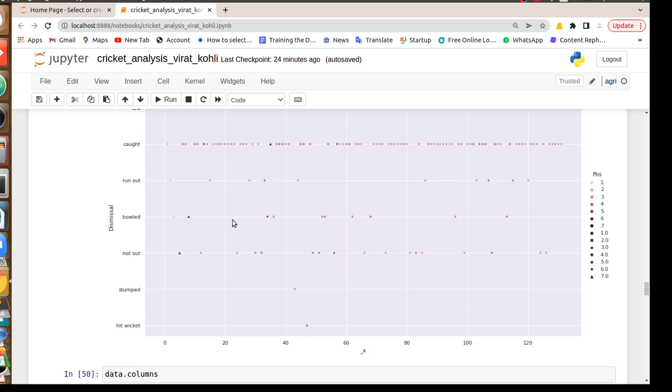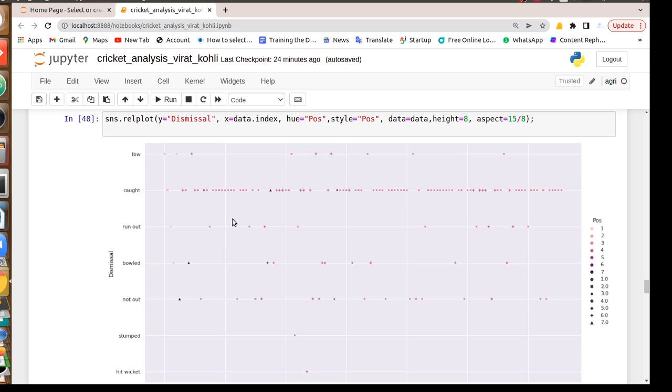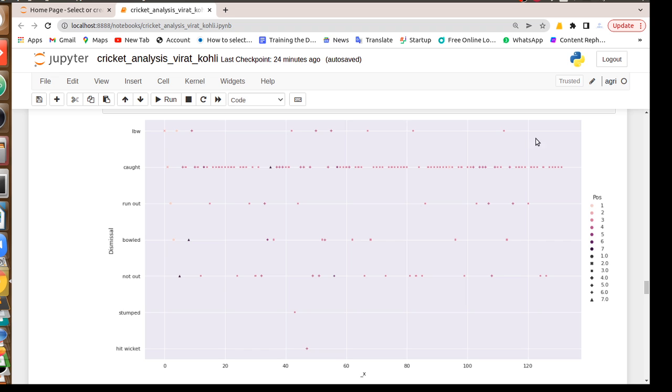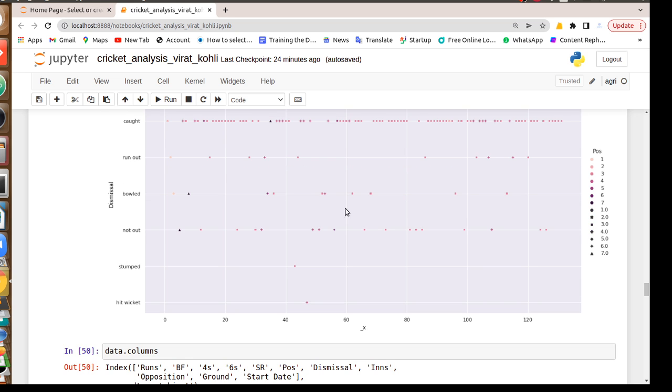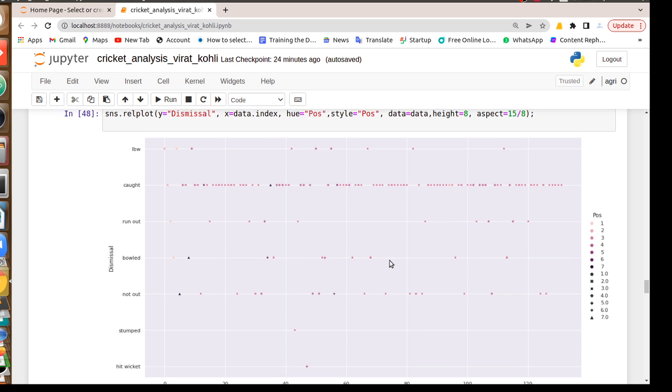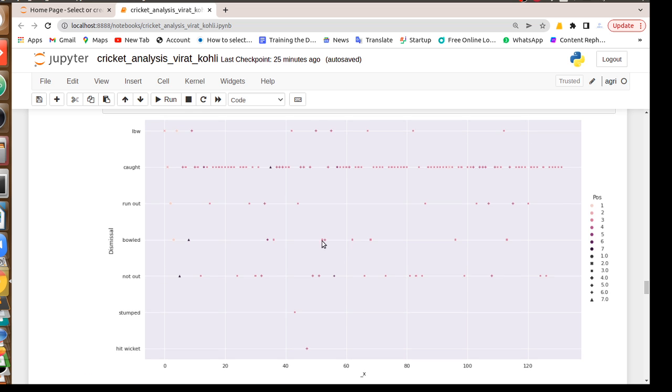Here I exchanged the axis so that you can analyze very easily. When it comes to caught, you see that line is very filled. It means Kohli got out caught when he comes at position 3 and 4 and 7. In other positions, this is the complete data. So Kohli got out almost by catches. It means maybe in the slip, maybe third man, like that. That data is not there with us. We could have analyzed that also.